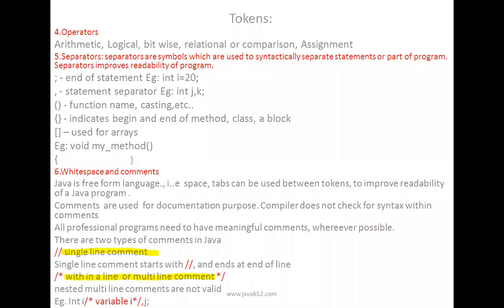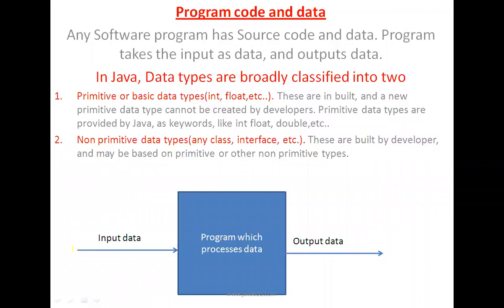Does the compiler bother about whatever you write in that? No. It doesn't give any error whatever you write. Single line is only for one line. So can somebody repeat which tokens we have seen? We have identifier, keywords, operator, separator, literals, variables. Variable is also an identifier. Any doubts in the previous section?